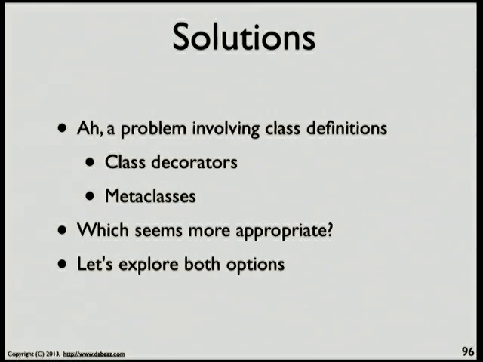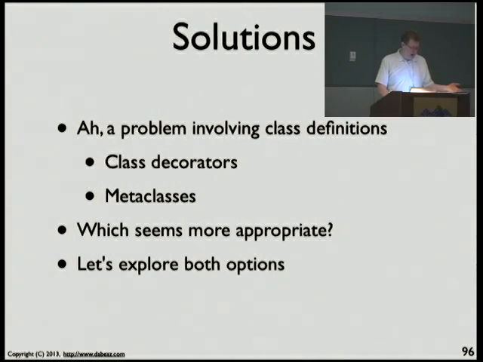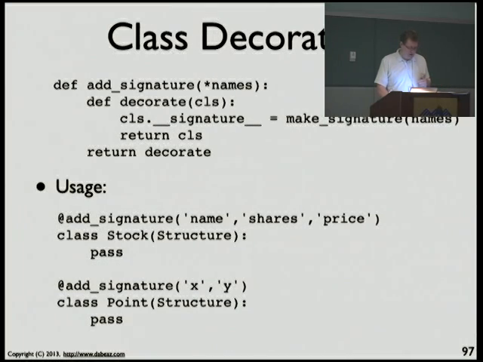So basically you have a problem here involving class definitions, either class decorators or metaclasses. And you could actually solve this problem with either technique. One of the things that you could do is maybe some trick with class decorators. You could say, okay, well, add a signature to this thing, and then use it like a decorator.